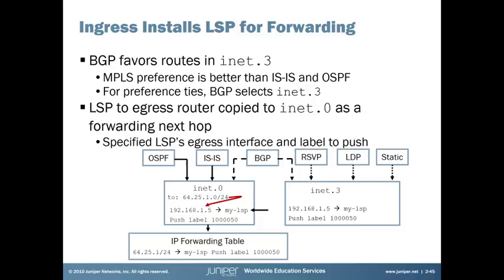Okay, there it is there. So in our forwarding table, we see the destination prefix and the LSP, label switched path, with the push label value.